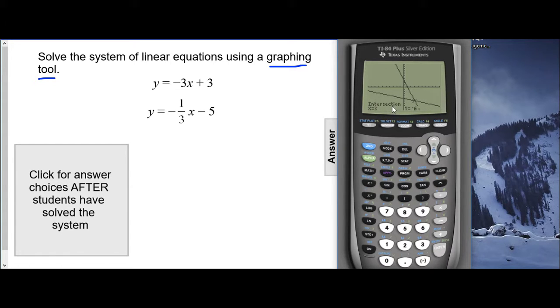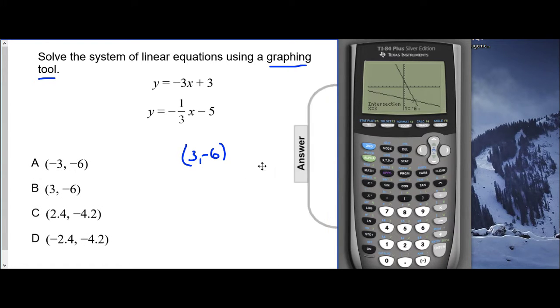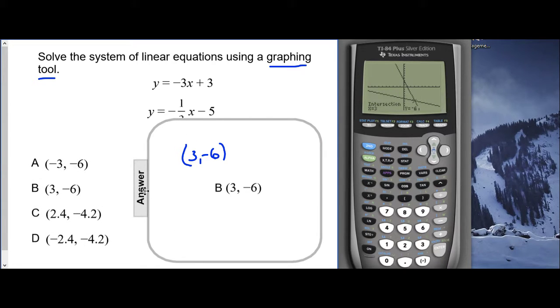So now on this screen it should say intersection. You have x equals 3 and y equals negative 6. So that would mean that our point of intersection is going to be 3, negative 6. And looking at our answer choices means that our solution would be B. So using the graphing calculator, we were able to find our solution.